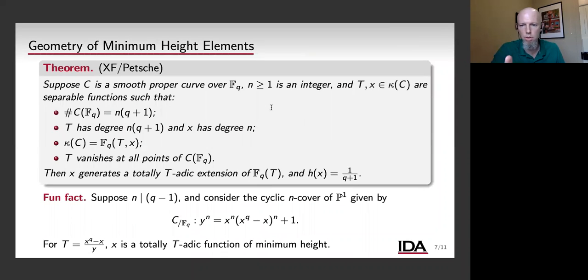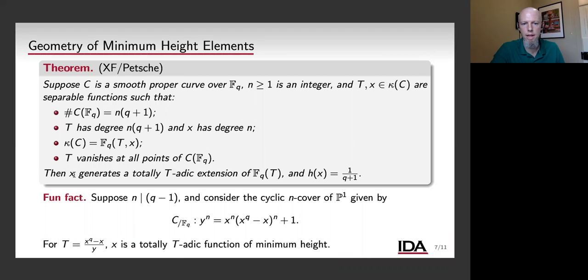So I'll just say the picture we drew on the previous slide, suitably interpreted, implies that you have a minimum height totally t-adic element. So you have two functions on your curve C, which generate the function field, right? And one of those maps has degree nq plus 1, the other one has degree n. It turns out that this parameter n is the gonality of this curve, if you know what that means. Then the number of rational points has to be n times q plus 1, and the function t has to kill all of those points. So that's the list of conditions we just laid out in the previous slide.